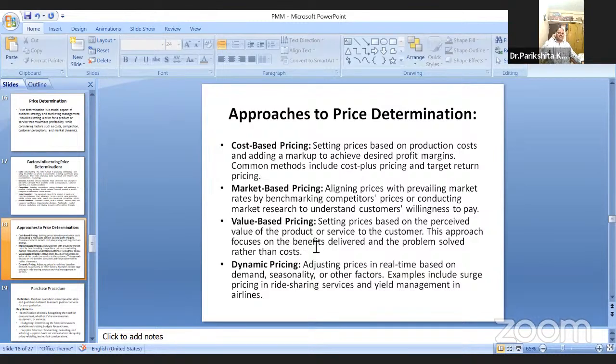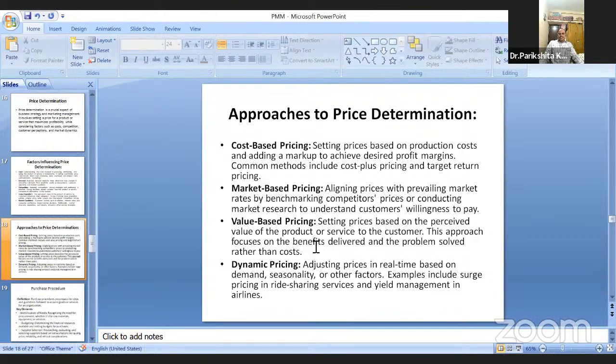Next, dynamic pricing. What is dynamic pricing? Adjusting prices in real time based on the demand. Time to time we are changing the price. Yes or no? According to the demand. Also, we have discussed seasonality. Seasonality means suppose we are giving preference to seasonal items. Seasonal means variations from season to season.